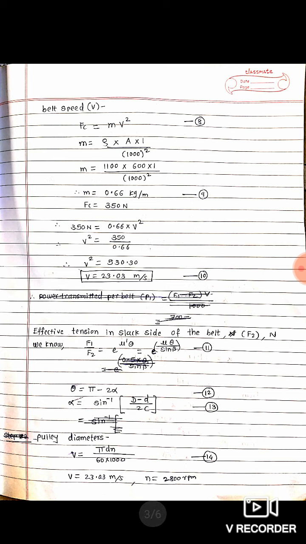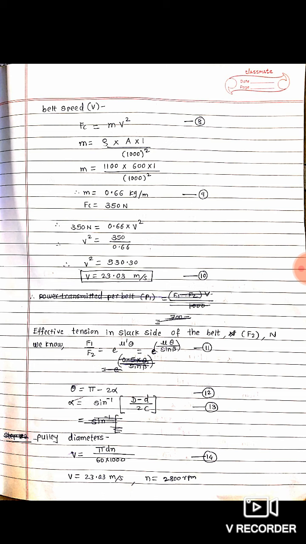So for that purpose, first we calculate the V value. So for calculating the V value, we know one equation of centrifugal force, that is centrifugal force Fc is equal to mass into V square. And how to calculate the mass? We use basic equation, mass is equal to density into volume. In this case, area is directly given, so we use the equation, that is mass is equal to rho into cross sectional area of belt into 1 divided by 1000 square.